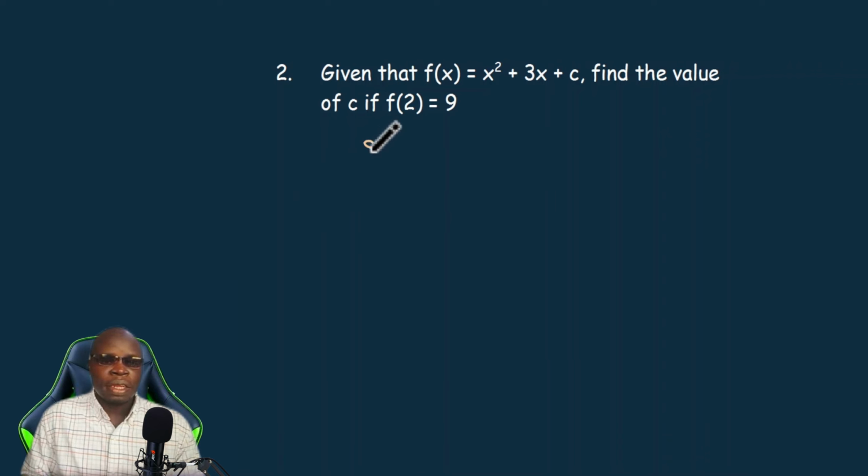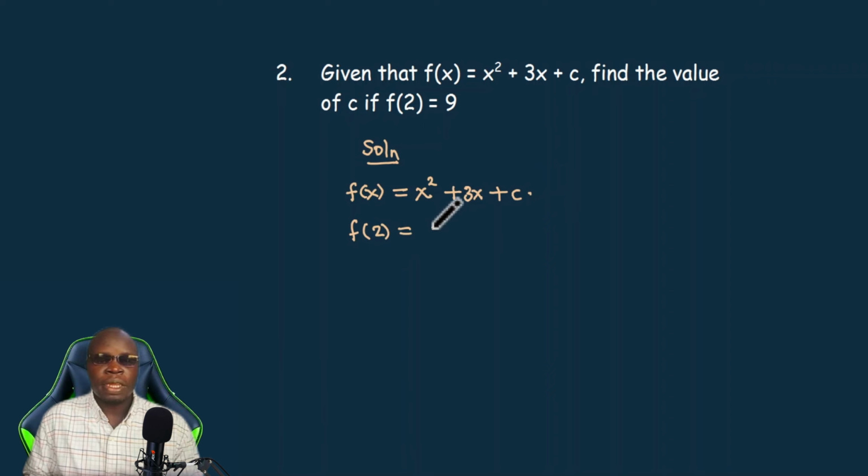The first thing is to get our function down here, and that is f of x equals x squared plus 3x plus c. And we're also given here that f of 2 is 9. We can write this 9 somewhere here because we have our f of 2 given as 9.